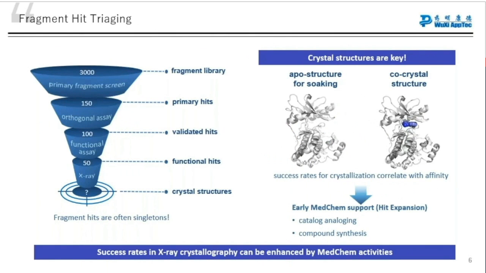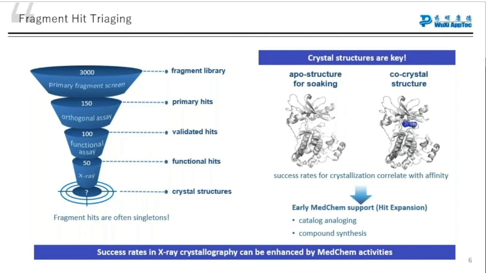So once we have screened and identified hits, we go into a fragment hit triaging process. I've shown you here the process on the left-hand side. We usually assume that we have a hit rate of 5% with 3,000 fragments in the library. We assume that we get something like 150 primary hits, which are then validated by using an orthogonal assay. In addition, if possible, we would also look with a functional assay, so that we get very quickly down to maybe just 100 or 50 compounds that then go into crystallography.